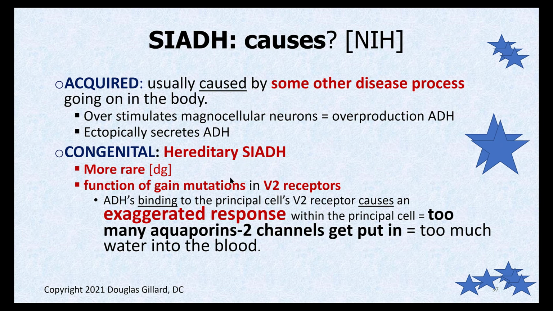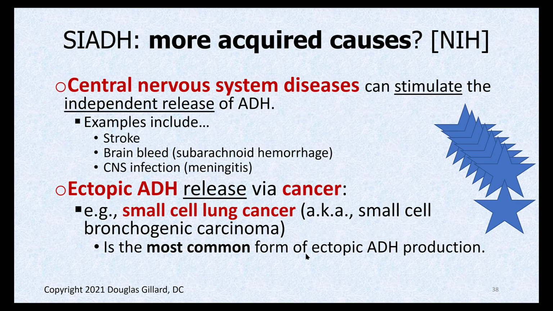gotten better at doing its job. And so you can get gain of function mutations with the V2 receptor, which make them very successful at binding ADH. Normally those V2 receptors don't bind all of the ADH, maybe 85, maybe 90%, but a gain of function mutation binds 100% of ADH. So that's going to drive the reabsorption of free water. It's going to make that increase because of that. Okay, so you get too many aquaporin 2 channels if you bind too much ADH, and too much water in the blood. Right? And there's your hyponatremia.